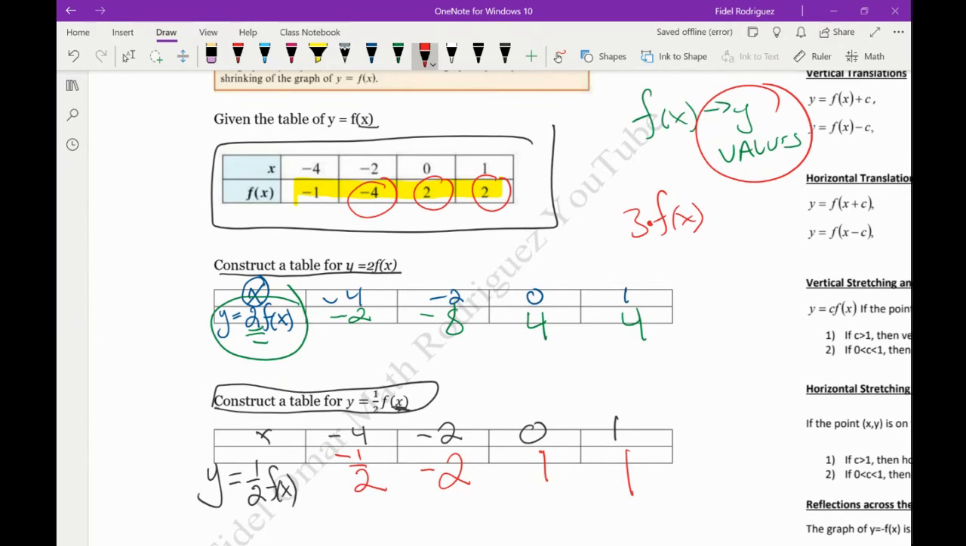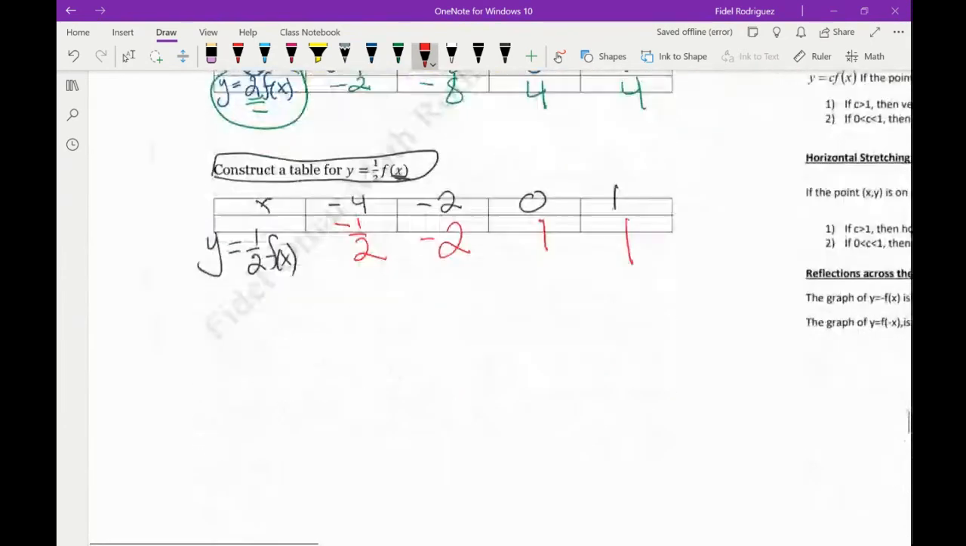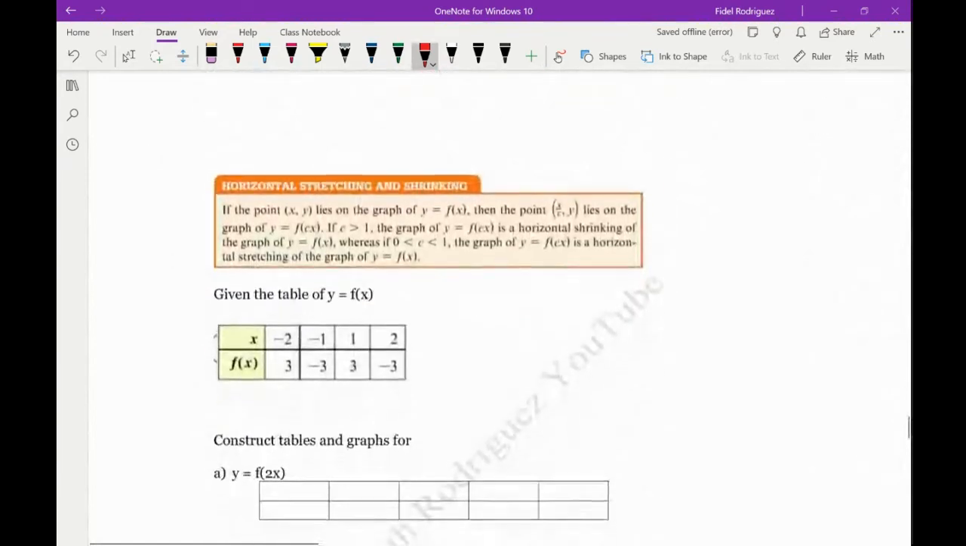And are there times when you're going to change both? Yes, and we'll get there in a second, okay? But right now, we're just working with one piece at a time, okay? So let's kind of scroll a little bit more.